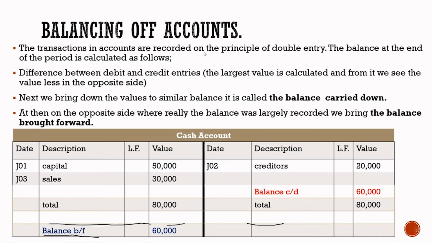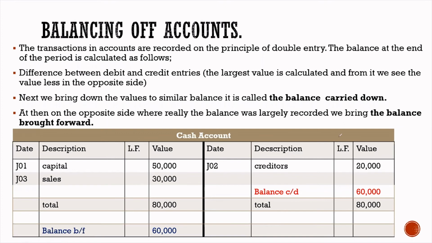After that, once we balance our accounts, we have to bring this balance to the opposite side from which we carried down. Right? So when we bring it to the opposite side, the account balances off from the side that had the higher value. ඒක හරිම clearly තේරුම් ගන්න. That's why I'm saying this in Sinhala as well.